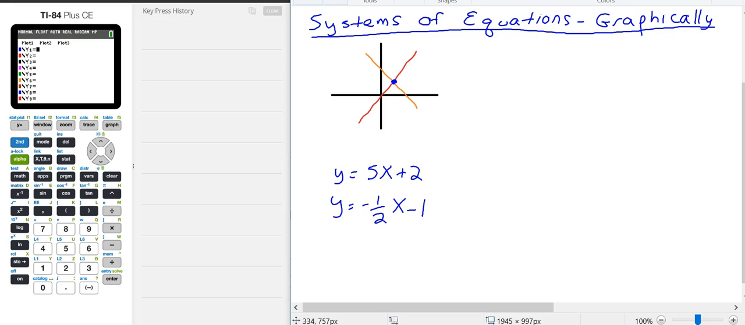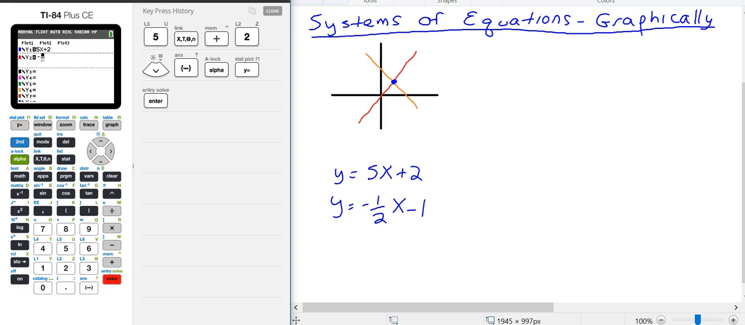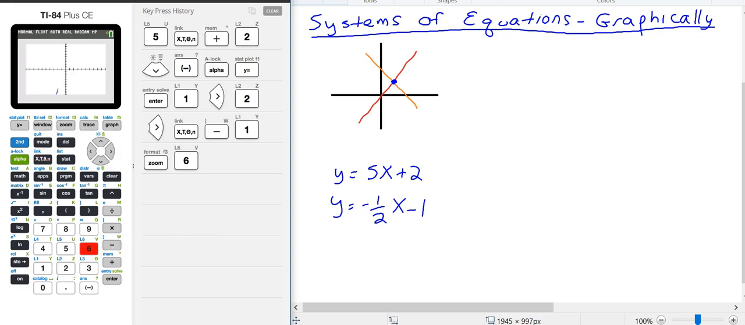We're going to graph y is equal to 5x plus 2, and we're going to graph y is equal to negative 1 over 2x minus 1. We'll graph it in Zoom Standard. First one, and that's the second one. Now we can see on the graph that they intersect right over here, but we don't know exactly what this point is where they intersect. We could have the calculator tell us.